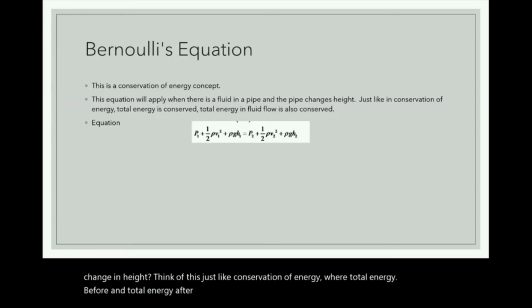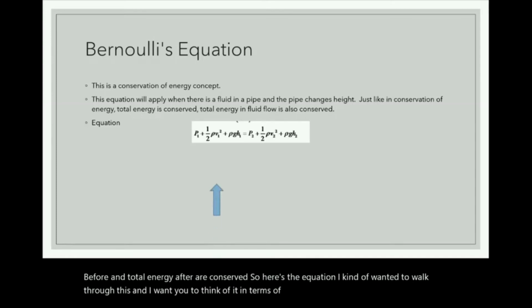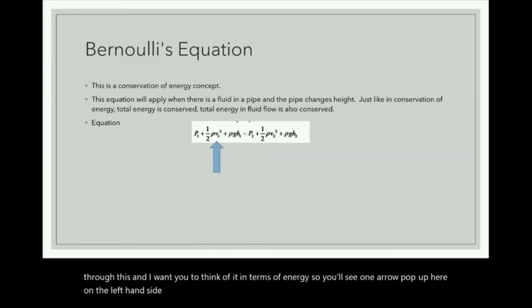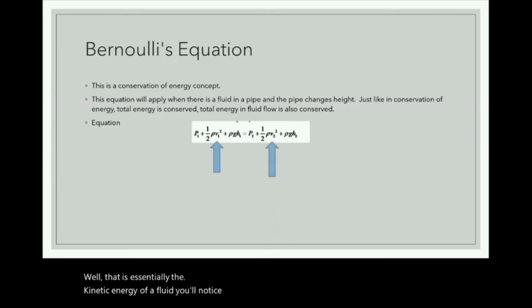So here's the equation. I kind of want to walk through this, and I want you to think of it in terms of energy. So you'll see one arrow pop up here on the left-hand side. Hopefully when you look at that, that kind of looks like 1/2 mv squared. Well, that is essentially the kinetic energy of a fluid. You'll notice that's on both sides. So you have essentially the kinetic energy of the fluid on both sides.